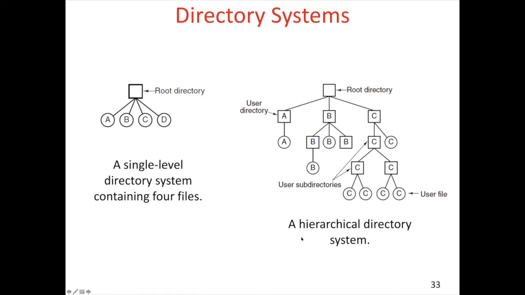However, in a hierarchical directory system, there may be several directories placed hierarchically. Directories are shown by squares and files with circles. This is the directory for user A, under which there is a single file. For the user B, this is the root, and it has 2 subdirectories and a file. And under this subdirectory, there is a file.